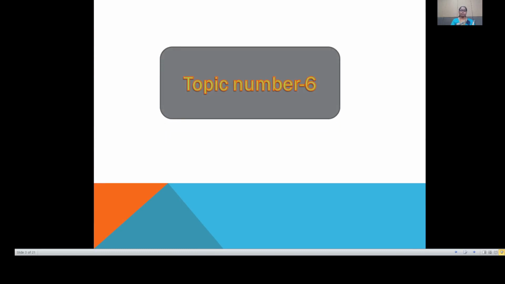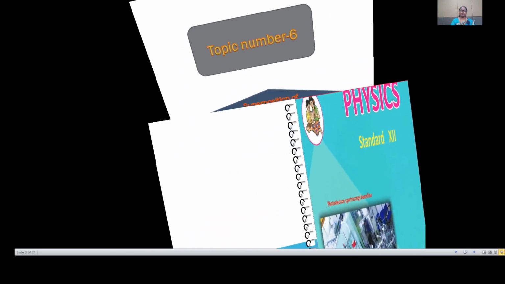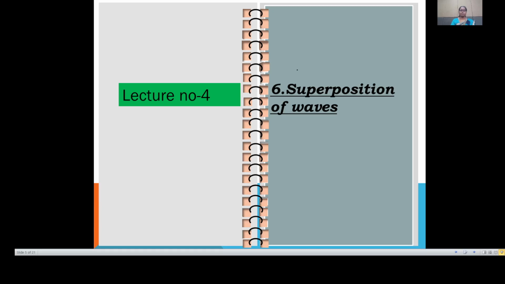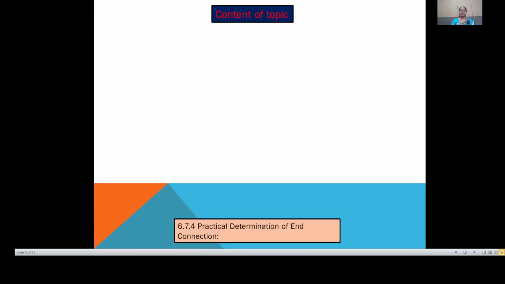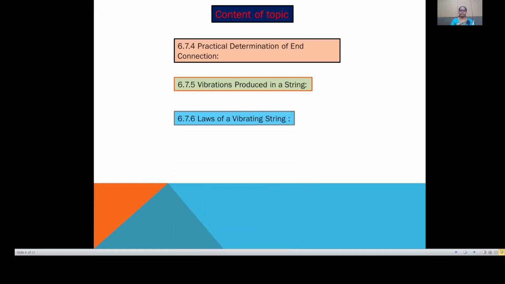The topic is Chapter number 6, Superposition of a wave. Lecture number 4, Superposition of a wave. The content of the topic is: first, practical determination of end correction; vibration produced in a string; law of vibrating string; Sonometer.